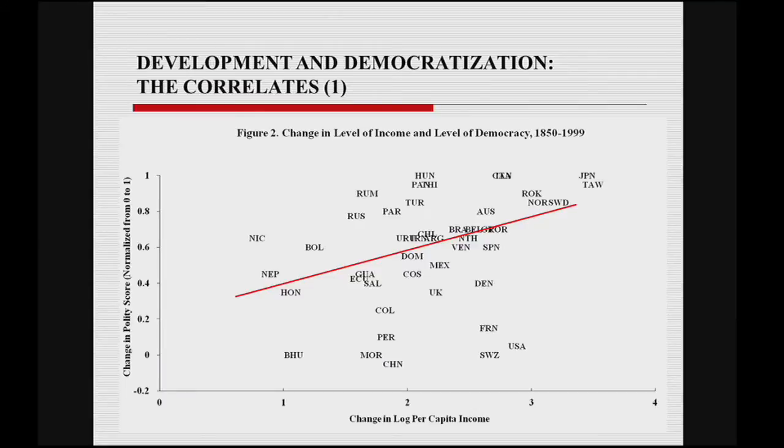On the first point of development and democratization, there seems to be some relationship. Just to look at the data in a very general way, this is a graph that has on the x-axis the change in log per capita income from 1850 till 1990, and then on the vertical axis, the change in a polity score. The polity score is the score of democratization from 0 to 10 or 20, depending on which of the polity indices we use. I have normalized it to 0 to 1. And this is also change from 1850 till 1999. What we see is a positive relationship. So those countries that grew and became more developed are also countries that have become more democratic.